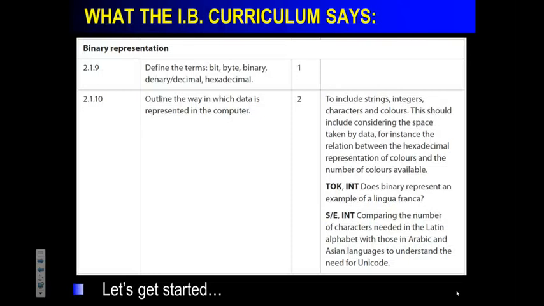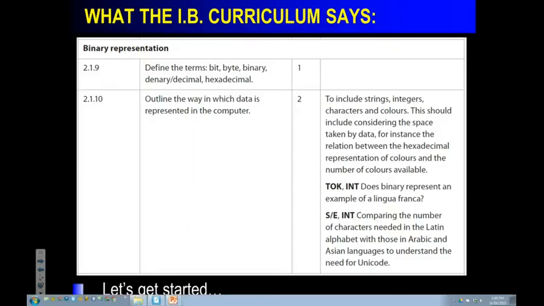Define the terms bit, byte, binary, decimal, hexadecimal. I'm not going to ask you to say it, but you should feel fairly confident in at least knowing what those words mean. It outlined the way data is represented by a computer. And it says, from strings to integers to colors, considering the space and the hexadecimal representations. Do you feel like you have an understanding of how the computer stores data? That would be my question. And I hope I've answered that. I hope that you guys feel fairly confident about that.